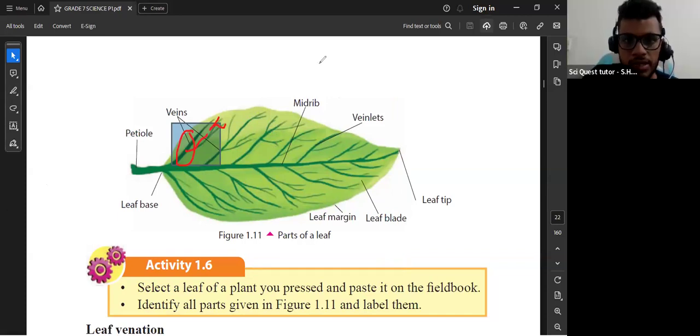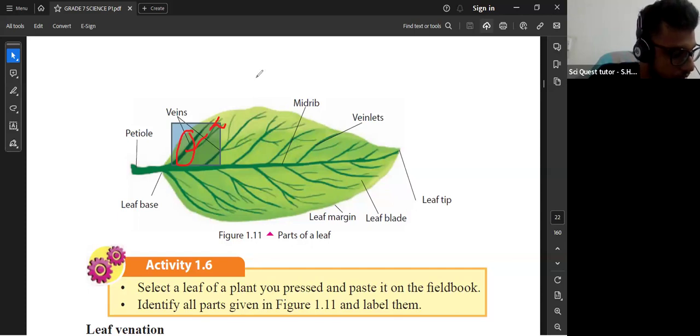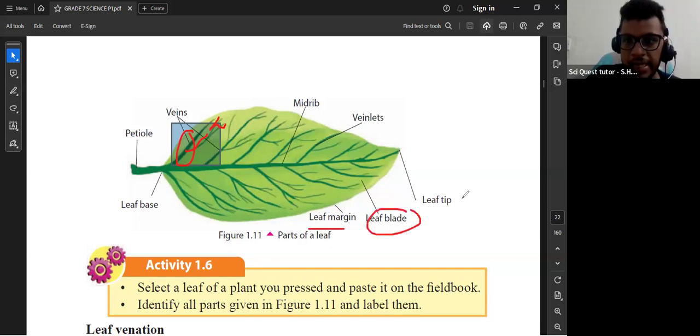Are there any doubts, students? If you all have any doubts, feel free to ask. No doubts. This is really good. Ask the question, a doubt. Do any such words confuse y'all? You can ask about leaf margin, leaf blade, leaf tip. Right.